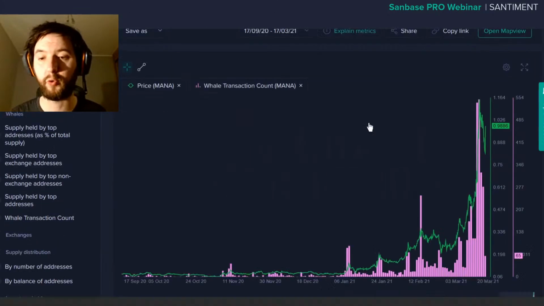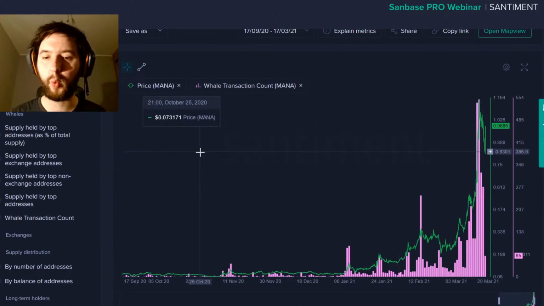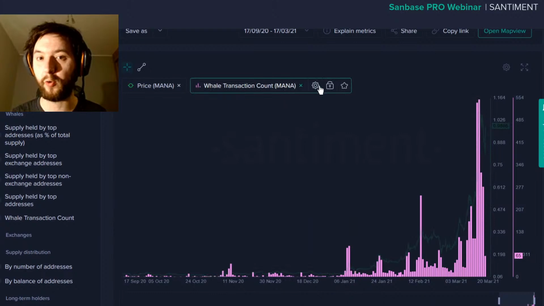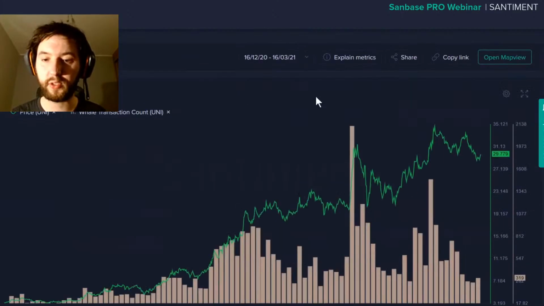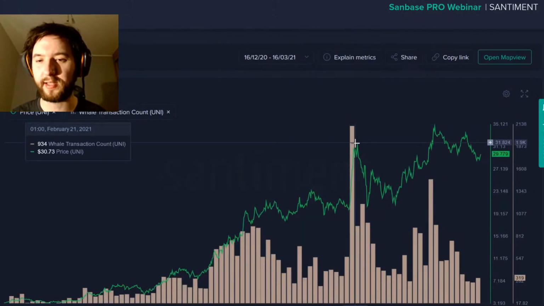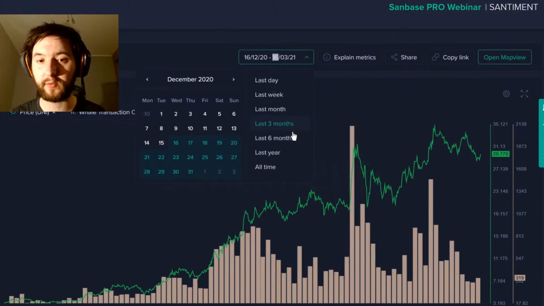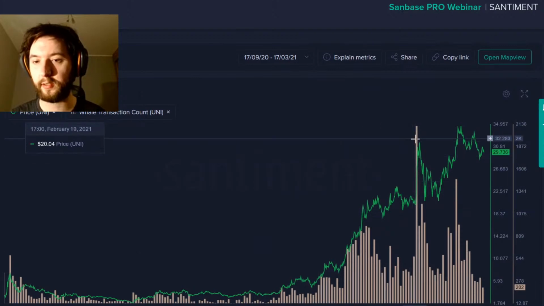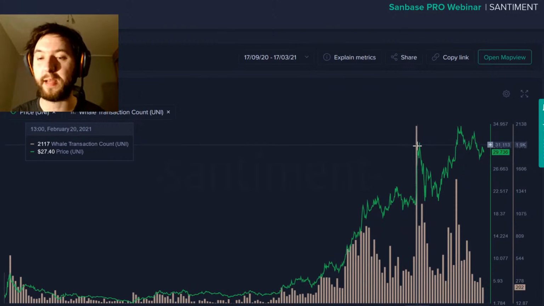I've already shown what the metric looks like in the case of Mana over the last 3 months. This is Uniswap. Obviously, not every top is going to be earmarked by a spike in whale transactions, but this is the last 3 months, so let's zoom out a bit, to the last 6 months, just to show the pattern overall. You can see that the last 2 out of 3 tops coincided with a massive spike in whale transfers.